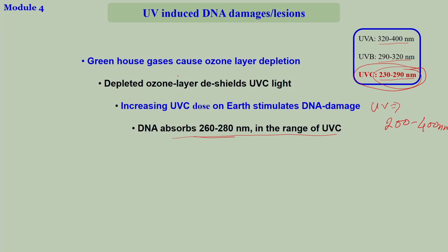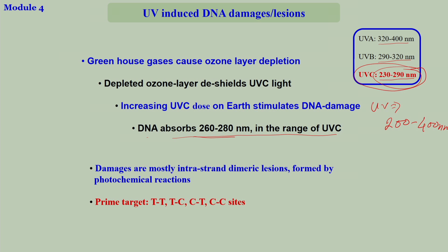So, greenhouse gases cause ozone layer depletion. A depleted ozone layer lets through UVC light. Increasing UVC dose on earth stimulates DNA damage, and the reason is DNA absorbs within that range of the UV radiation.